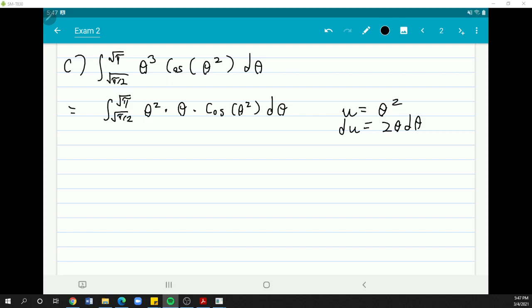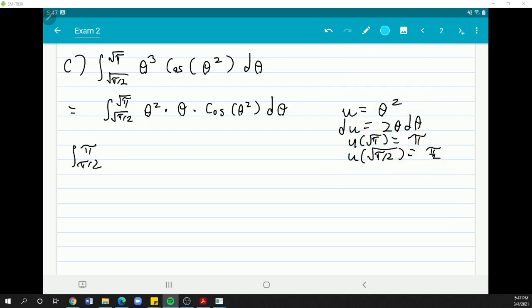And now, aha! This is a theta squared, and this is a theta squared. So this now becomes an integral. Also, let's go ahead and change those bounds while we're at it. U of square root pi is square root pi squared, or just pi. U of the root of pi over 2 is pi over 2. So now this is the integral from pi over 2 to pi.